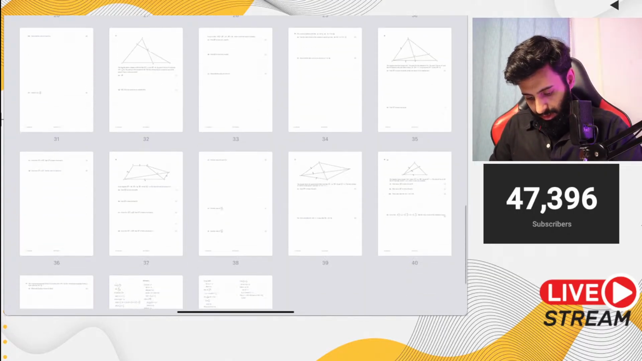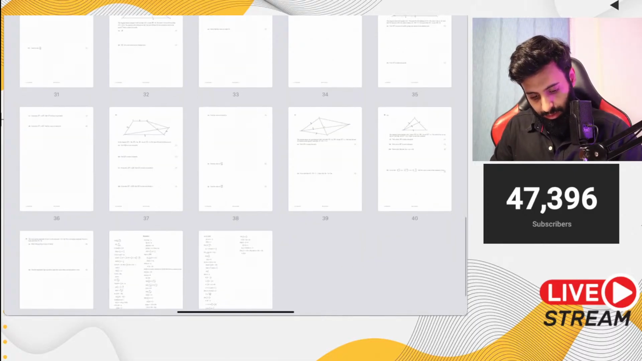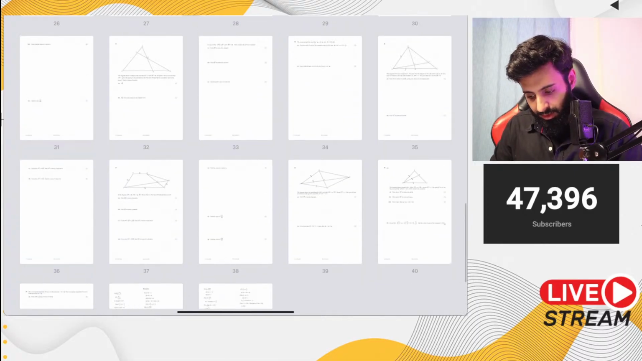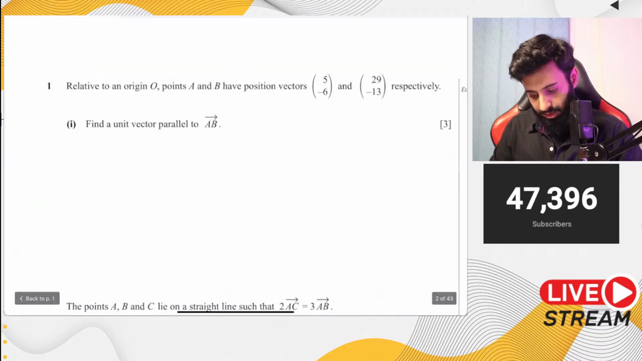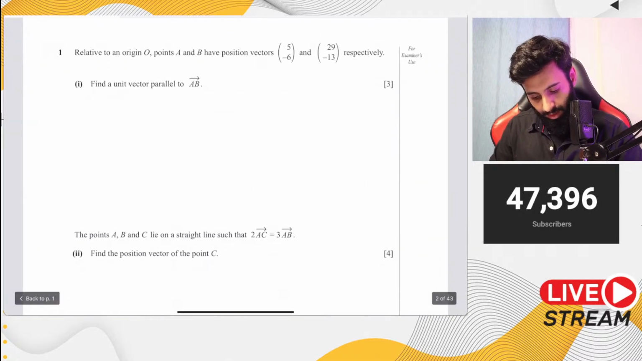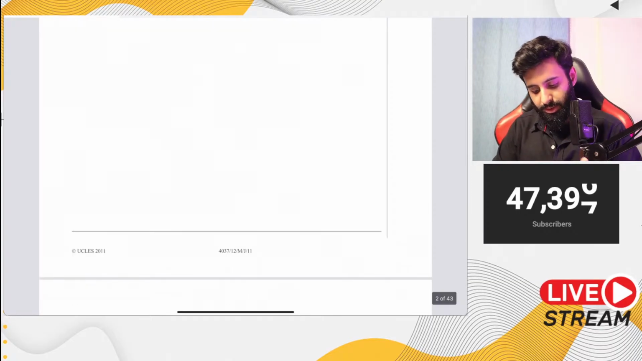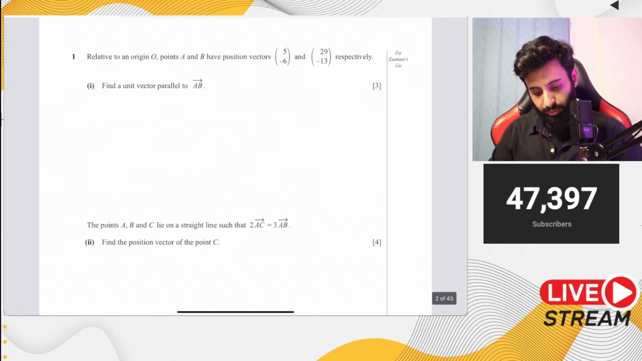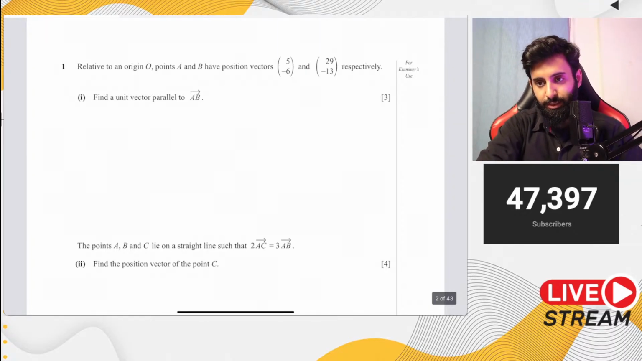Okay, so let's take a question and let's solve that question. The questions that I will solve will be in such a way that we're able to cover all the main concepts. So let's start with this question right here. This is a fairly easy question. It's old as well. It's from May June 2011, paper 12. Here's what it says. It says relative to an origin.